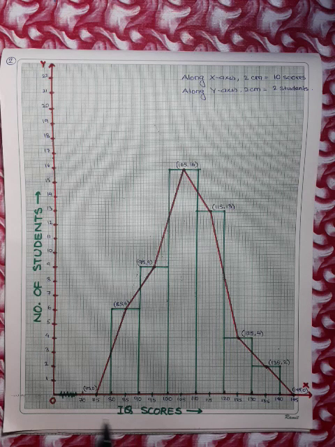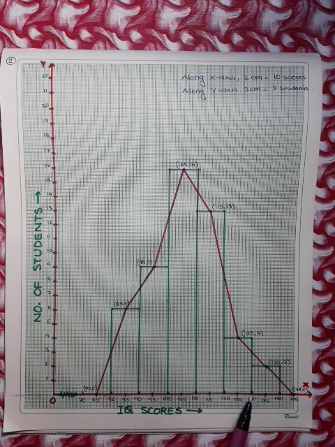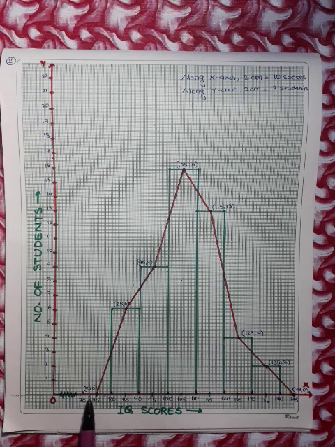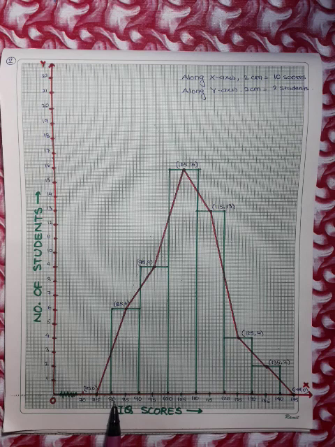Now if you see here, the middle value of 70 to 80 is 75, 80 to 90 is 85, 90 to 100 is 95, 100 to 110 is 105, 110 to 120 is 115, 120 to 130 middle value is 125, 130 to 140 middle value is 135, 140 to 150 middle value is 145. Now as we know there are no students who have scored 70 to 80, so we can put 0 over here. Now 75 comma 0.